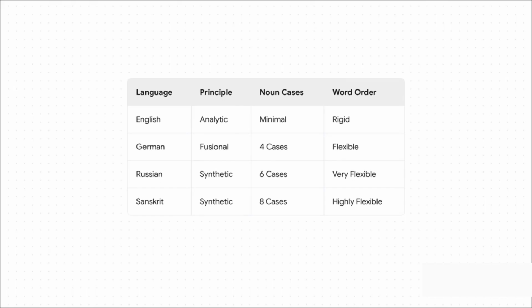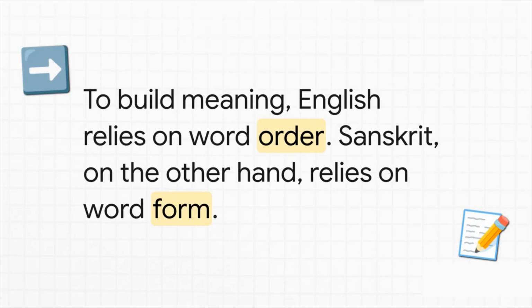Then as you move along, you see something like German, which is a bit of a hybrid. It has 4 noun cases, so its word order is a little more flexible. Then you get to Russian, which is highly synthetic with 6 cases and very flexible order. And then, all the way at the other end of the spectrum, you've got Sanskrit, with its 8 cases and extreme, almost total flexibility. So, if there's one thing you take away from all this, let it be this. To build meaning, English relies on word order. Sanskrit, on the other hand, relies on word form. They're just 2 fundamentally different strategies for getting a point across.